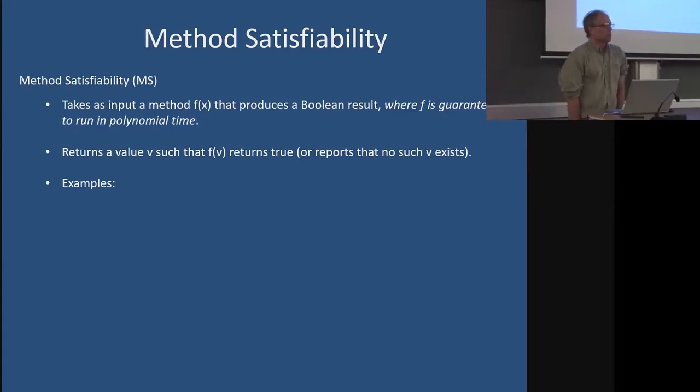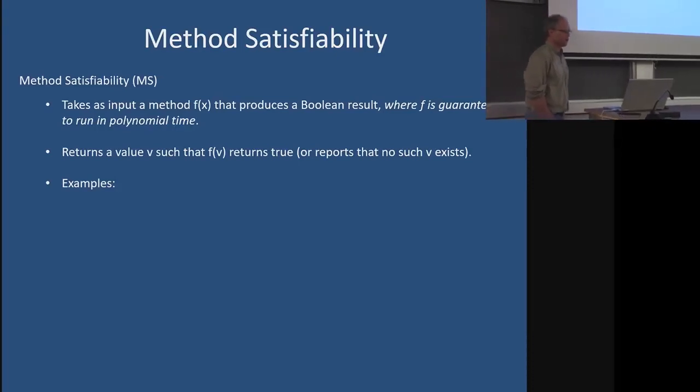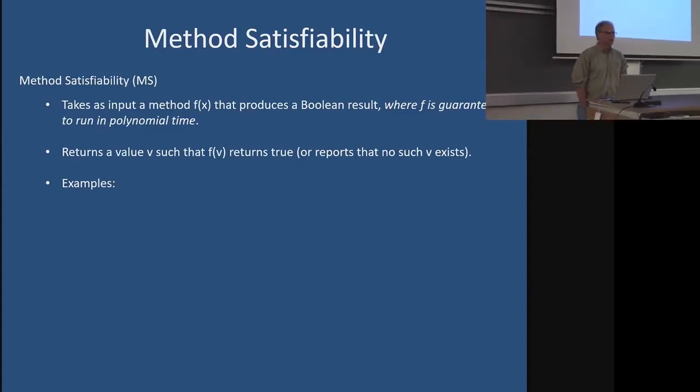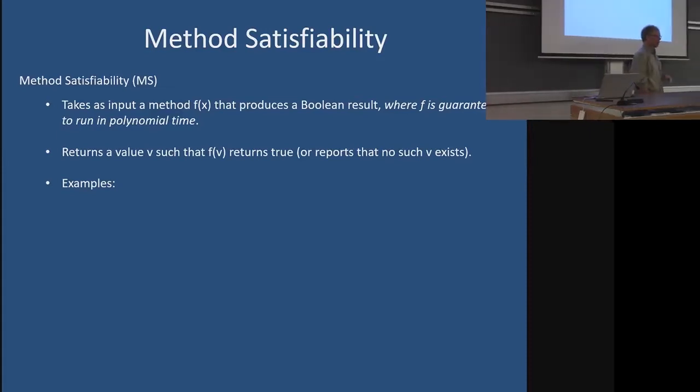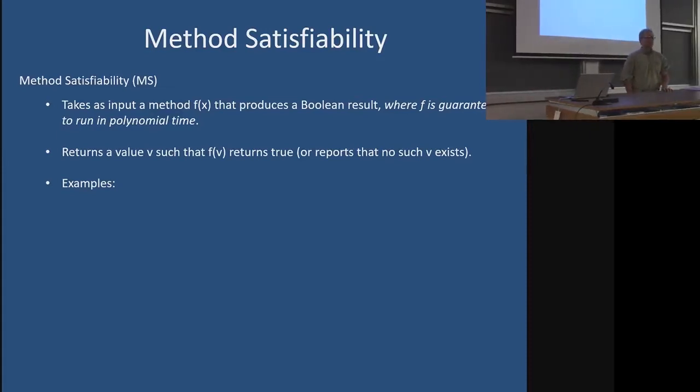So we're going to prove that the method satisfiability problem, which I abbreviate MS, is NP-complete. We're not going to do it by reducing from a known NP-complete problem. So let me explain the method satisfiability problem. It takes as its input a method. You can think of it as a method in Java or C# or Python or whatever. If it helps, you can think of it as taking the source code for the method as input. You don't have to be too specific about it.